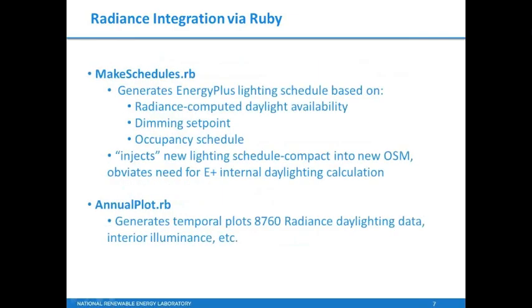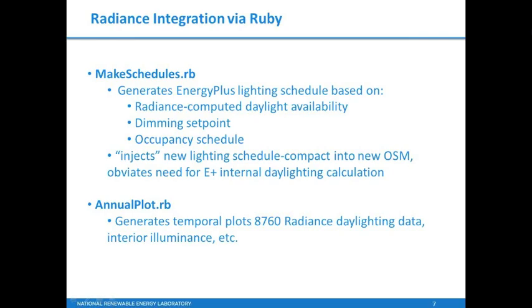We have another script called Make Schedules, where you take an annual illuminance profile that's generated with DaylightSim and give that plus an illuminance set point to this Make Schedules program, and it does an evaluation at each time step to see what the daylight illuminance is, what the set point is, and it modifies the lighting power fraction based on how well the daylighting is performing for that particular hour.